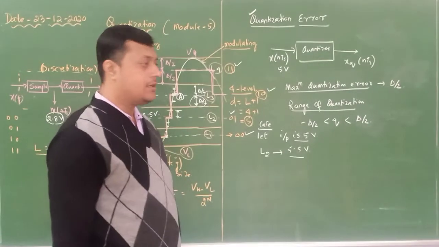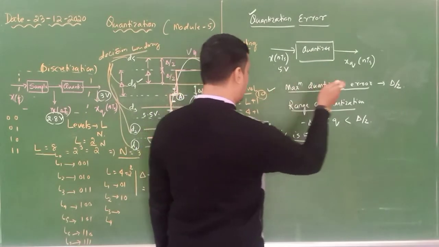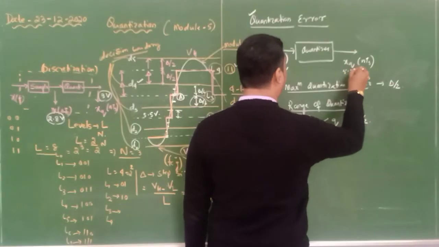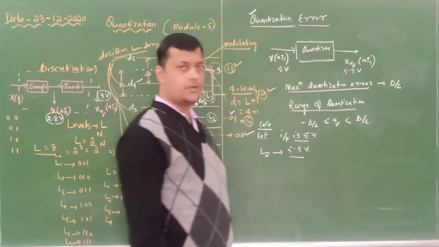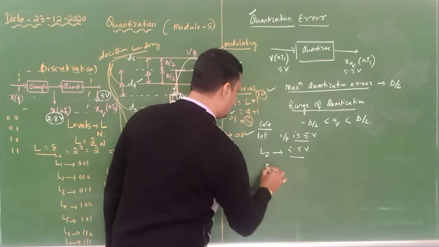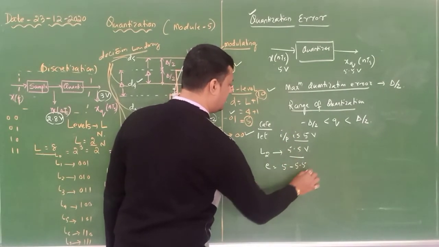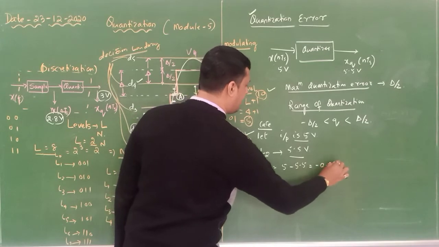So 5 is input and output is 5.5. Now what is the error? How to calculate error? Error is equal to input minus output. So it is minus 0.5.